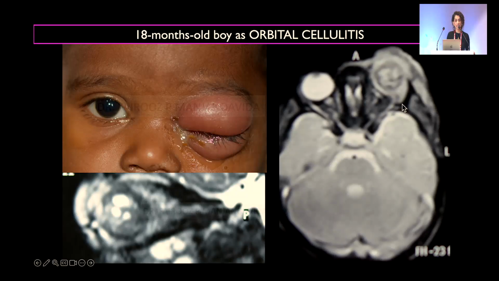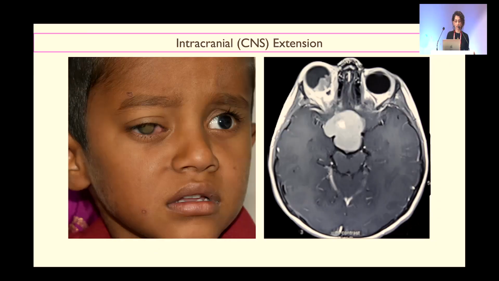Orbital cellulitis or preseptal cellulitis in retinoblastoma is due to necrosis of the retinoblastoma. That indicates it's a very advanced tumor, and Dr. Seema has already spoken about the classification. These fall in the group E advanced retinoblastoma. Dr. Seema has already spoken about it.